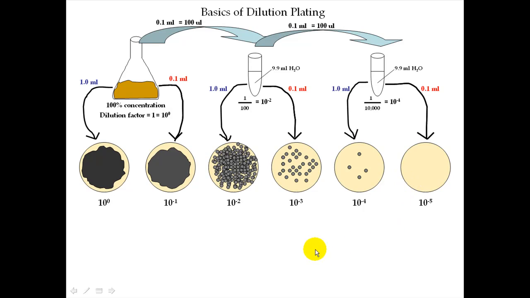Once you see this, you can use these results to figure out the concentration of bacteria in the original sample. And hypothetically, because each colony on the plate came from a single bacterium, you can figure out the number of bacterial cells there were in the original sample.